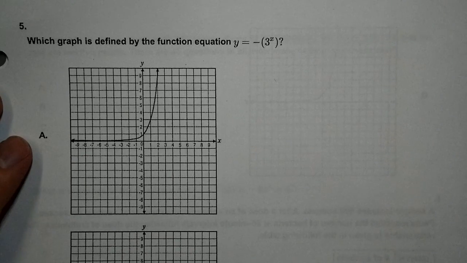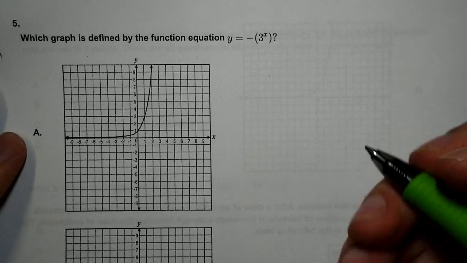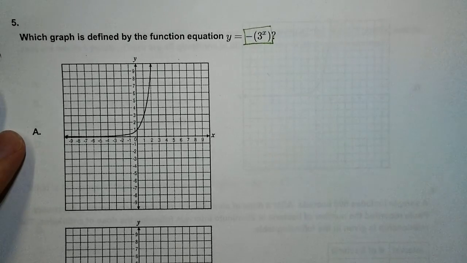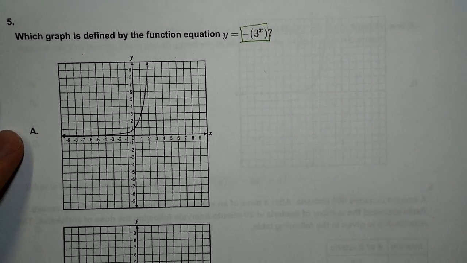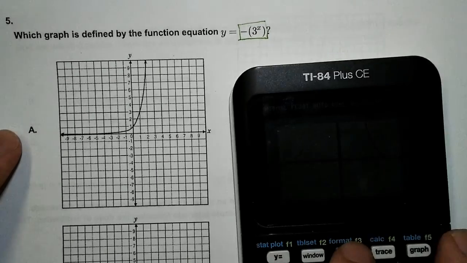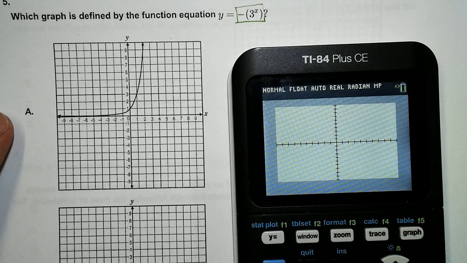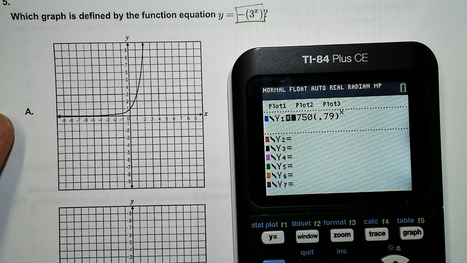Okay, number 5 says, which graph is defined by the function of y equals negative 3 to the x? So you know what? I'm going to go into my graph. Now, to reset the zoom, you can just hit zoom and go to number 6, ZStandard, or you can go 2nd plus 7, 1, 2, and reset it. Let's go to our y equals, and let's just graph it. In parentheses, 3 raised to the x. I'm trying to type it in exactly as it's written on your test.